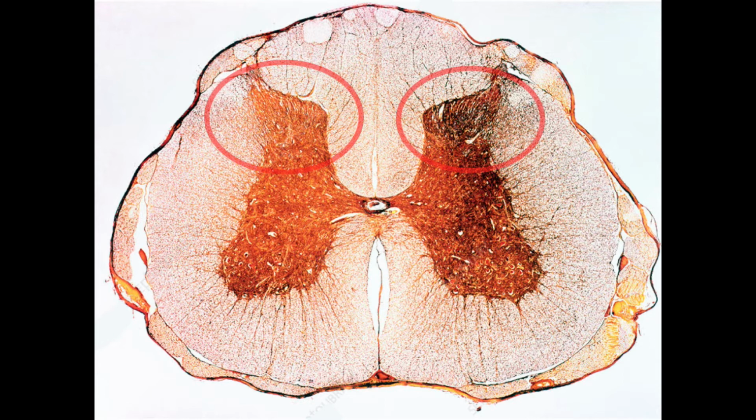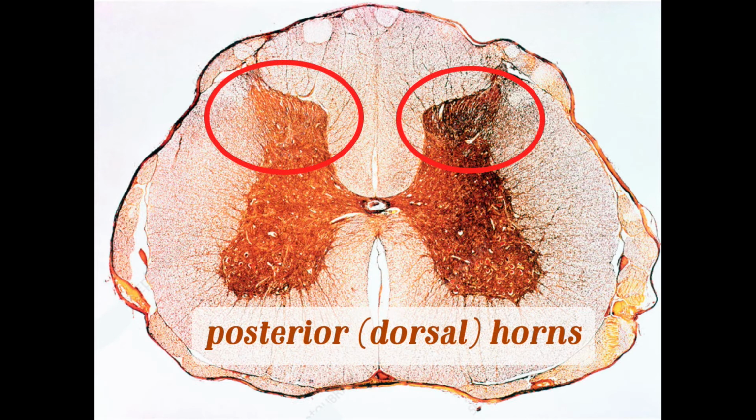So this consists of the posterior or the dorsal horns. Remember, dorsal meaning the back. So that's one of the ways that you can locate which side is the posterior and the anterior. And there's actually a much easier way to locate the anterior and posterior of the spinal cord.